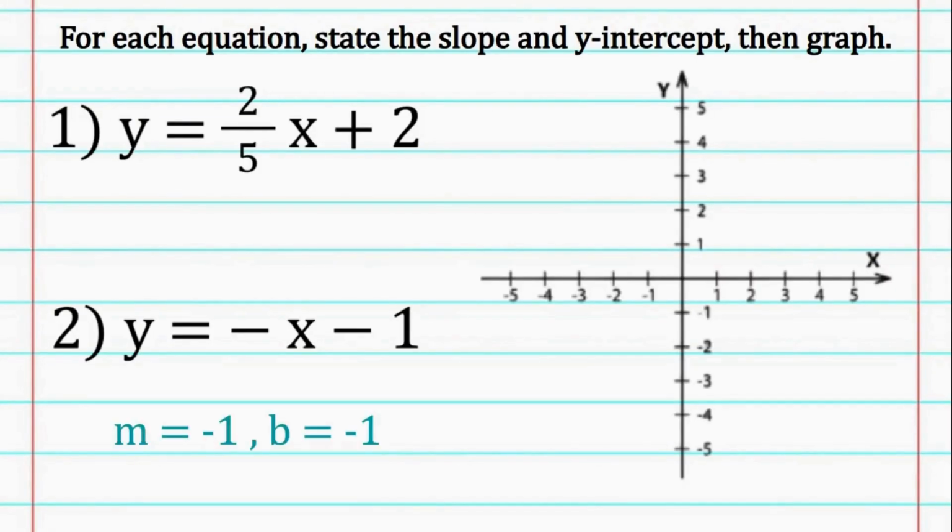The correct answer is slope is negative 1, or negative 1 over 1 if you want to use rise over run. The y-intercept is negative 1, and the line looks like that.